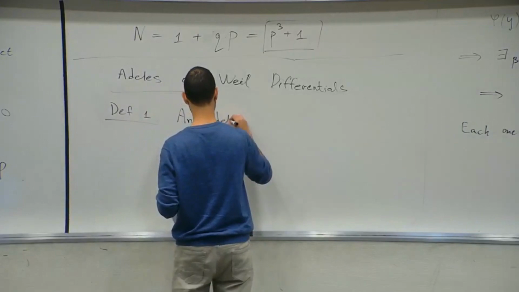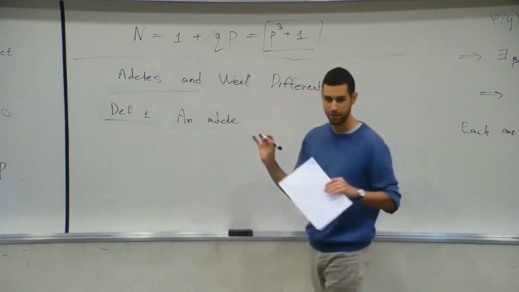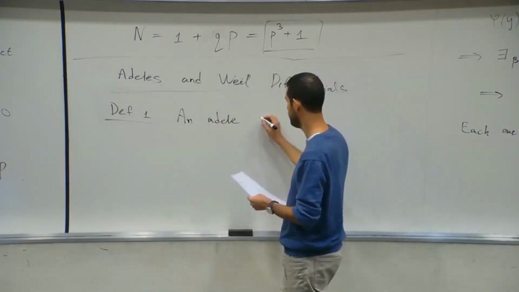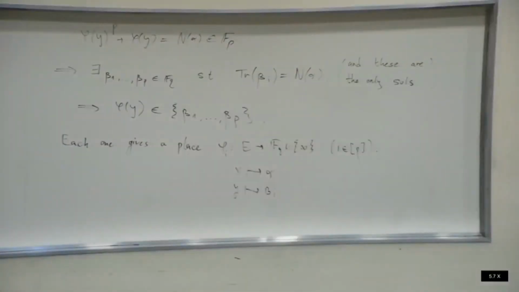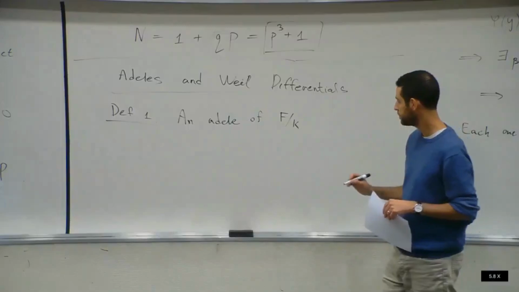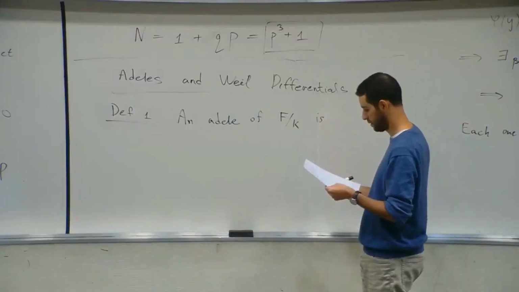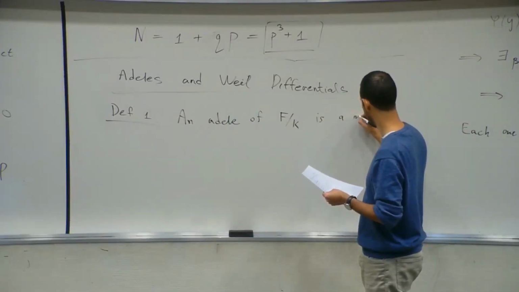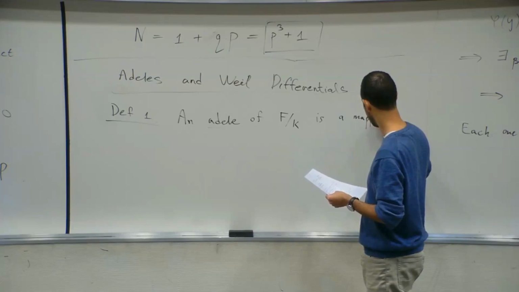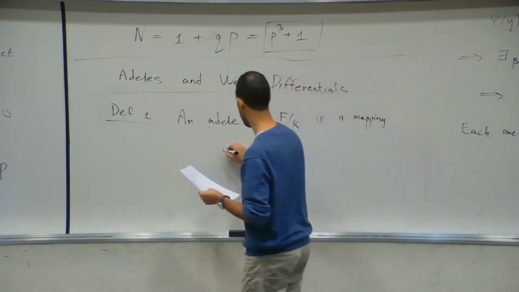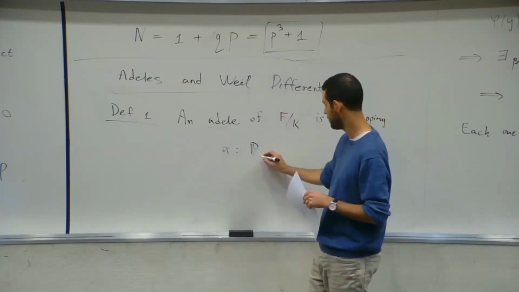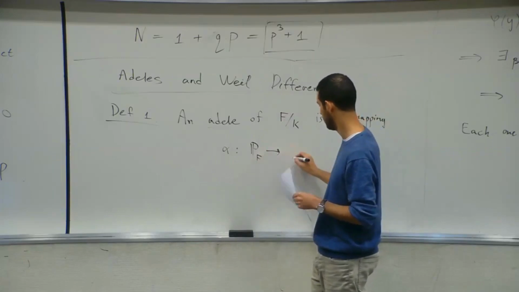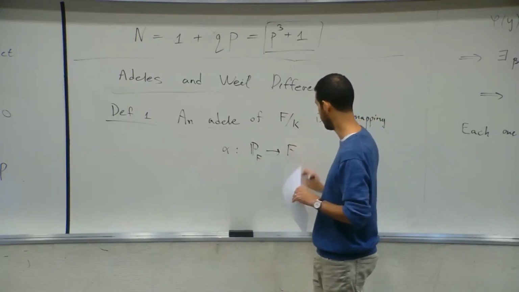Okay, so let's start with some definitions, just so we'll be on the same page. So what is an Adele? An Adele of a function field F over K is a mapping alpha from the set of all prime divisors of the function field to F.